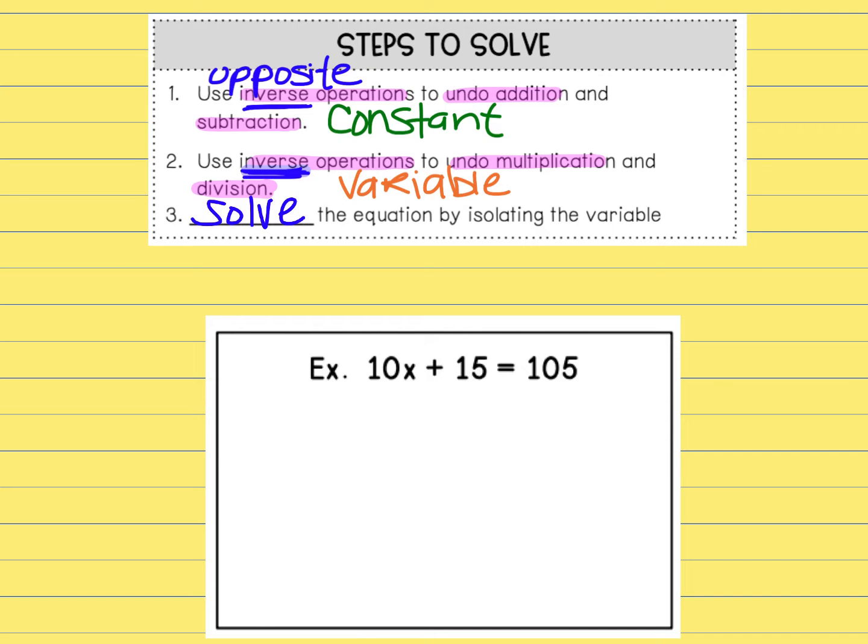Okay, so now here on our example below, I'm going to go through and label the constant and the variable just so we know which ones are which. I'm going to draw a line coming down. I'm going to put a box around plus 15. That is our constant number. So please make sure you're labeling this in your journals.